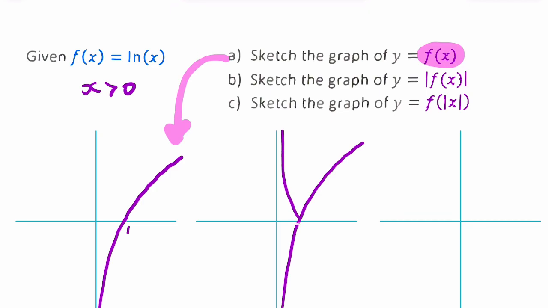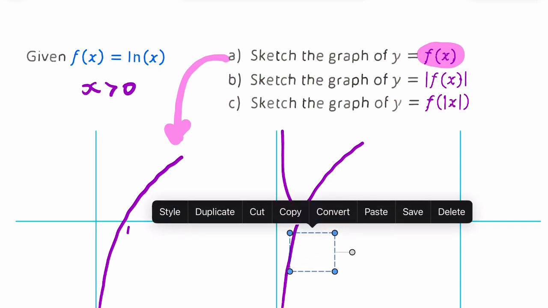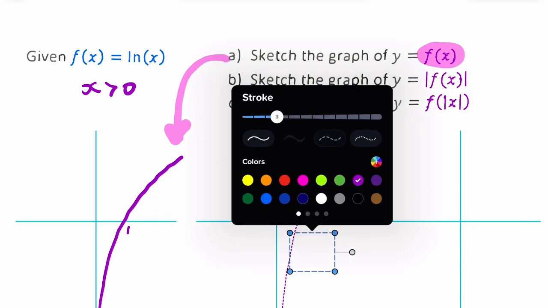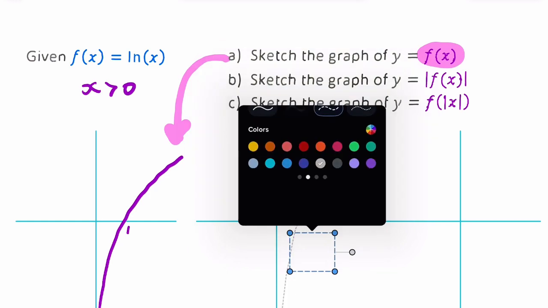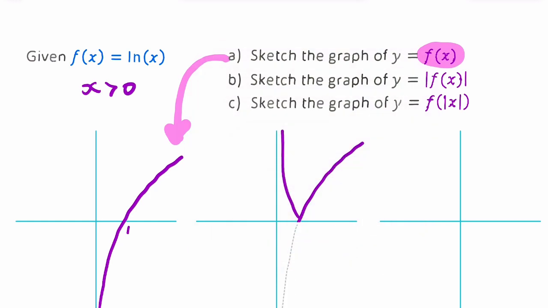So we can remove this. Let's turn that into a dashed grey line. So this is part B. That's what the modulus function does. It reflects on the x-axis. So everything beneath the x-axis is reflected upwards.